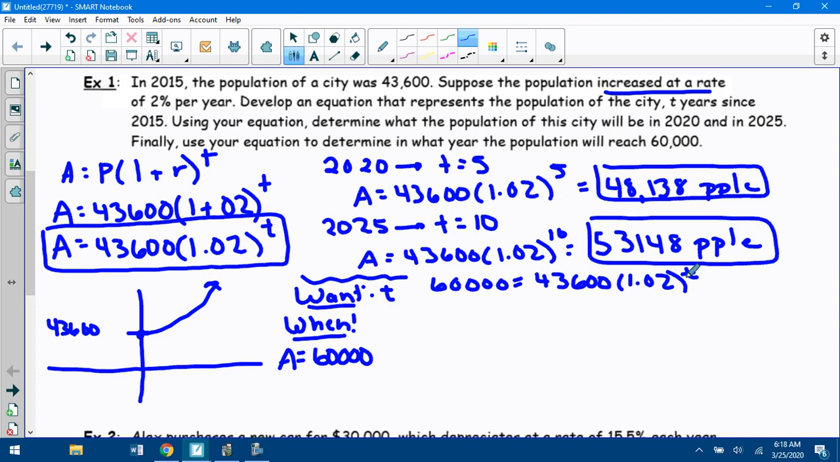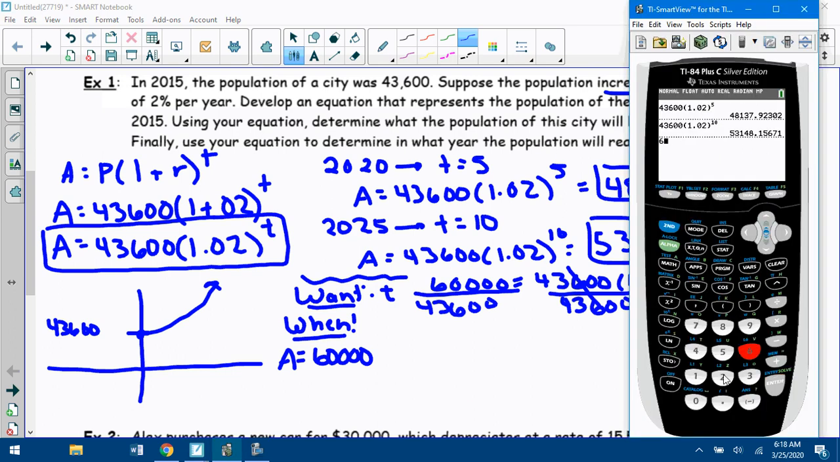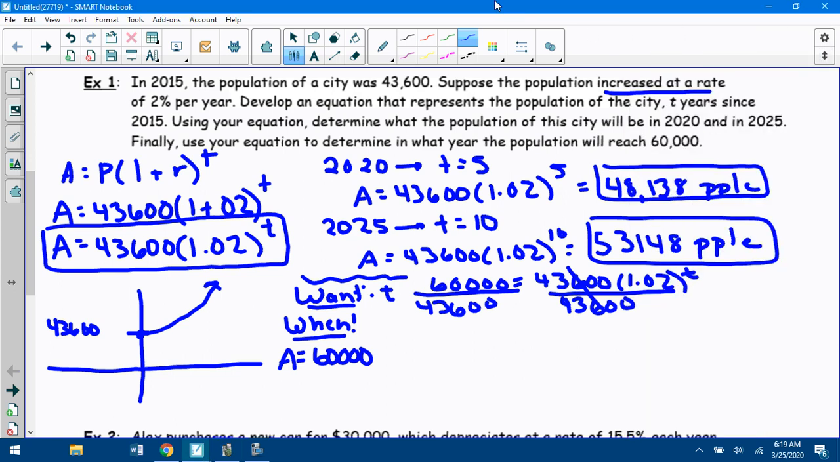I've got to get t alone, but I've got to isolate the thing that the t is on. The t is on the 1.02 right now. So divide by 43,600. Get that to cancel. And then let's see what the calculator gives us. 60,000 divided by 43,600. And I get a crazy decimal. Let's see if a fraction is better. 159 over 109. It's better than using that big decimal.